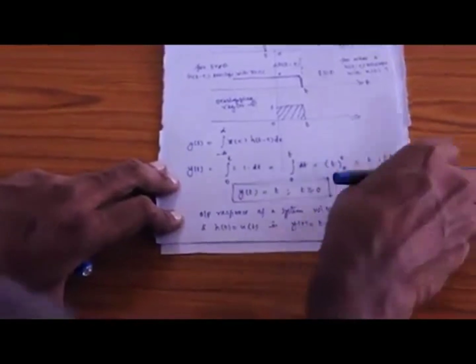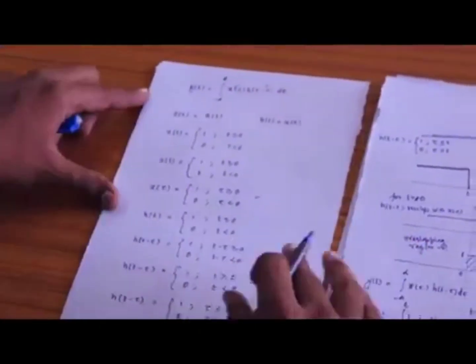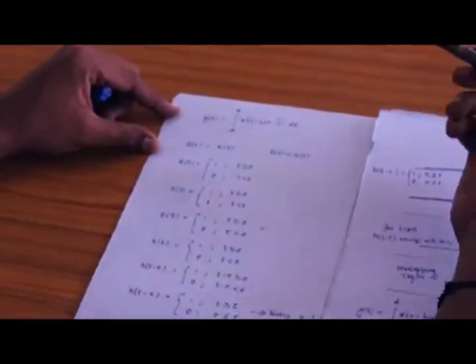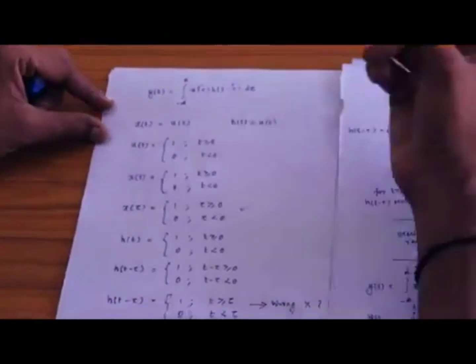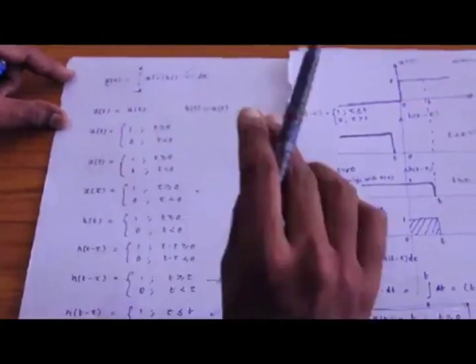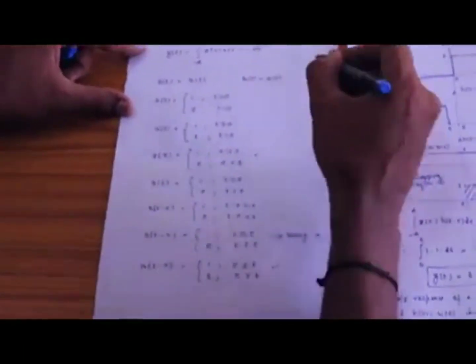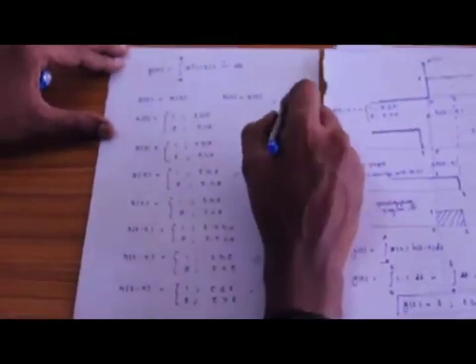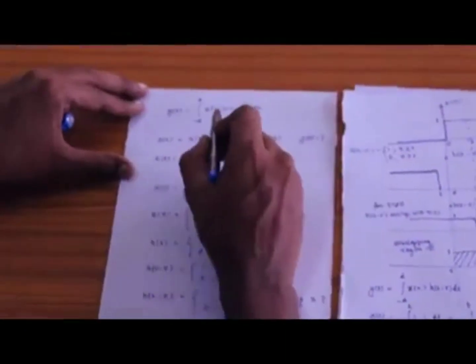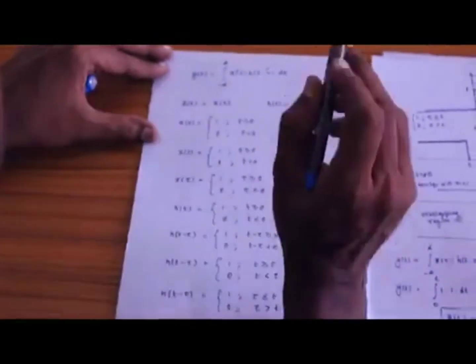Now once again I will show you a short summary. We are finding the output response of the system where the input is x of t equal to u of t and the impulse response is h of t equal to u of t. We are supposed to find y of t, the output response of the system, using the convolution integral formula: y of t is equal to the integral from minus to plus infinity of x of tau h of t minus tau d tau.